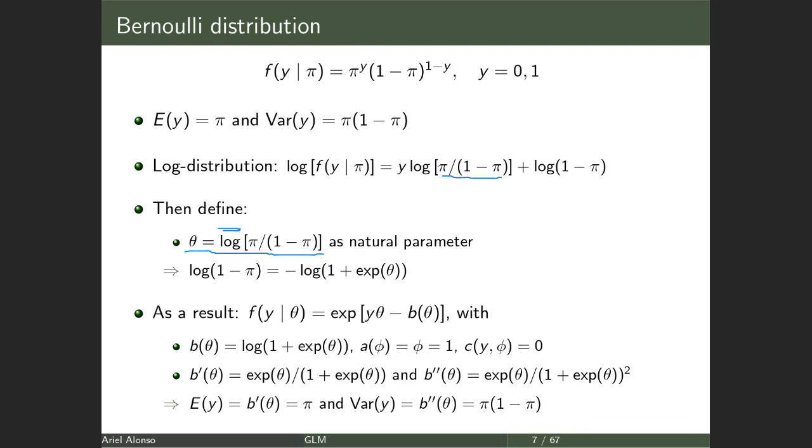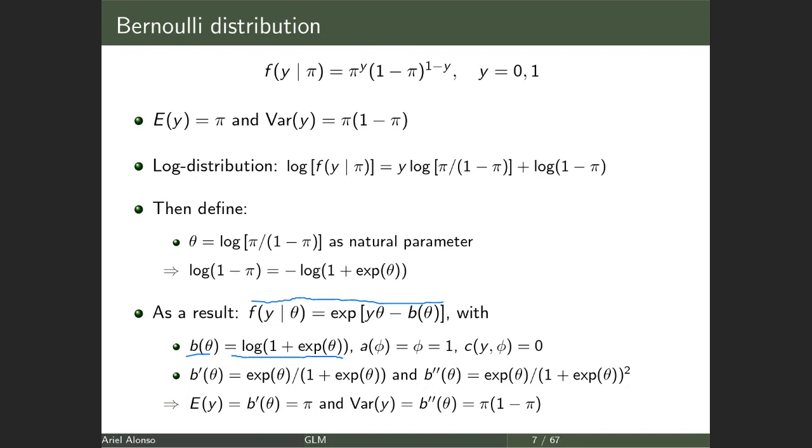And so if you define the natural parameter in this way, and then the logarithm of 1 minus pi, you can rewrite it in this way as a function of theta. It's basic mathematics. So you can write this distribution in this way, which is just the classical univariate exponential family. That's it. So the Bernoulli distribution can be written as a special case of the univariate exponential family, where b of theta is given like here. This is b of theta.